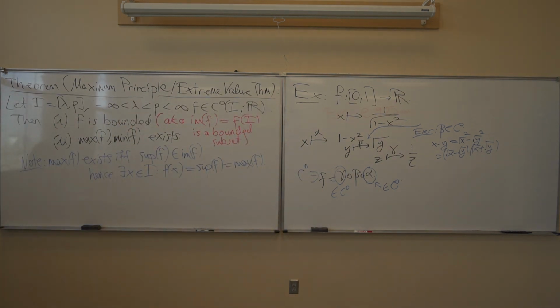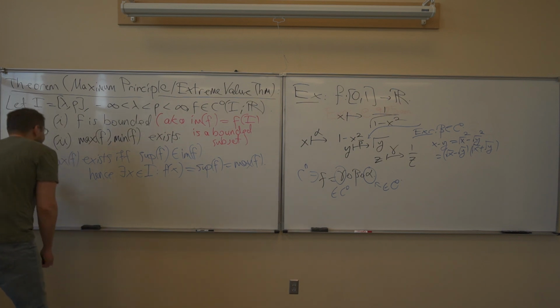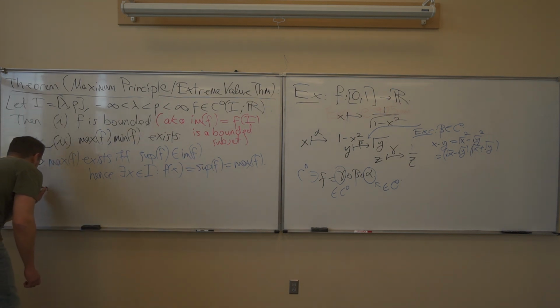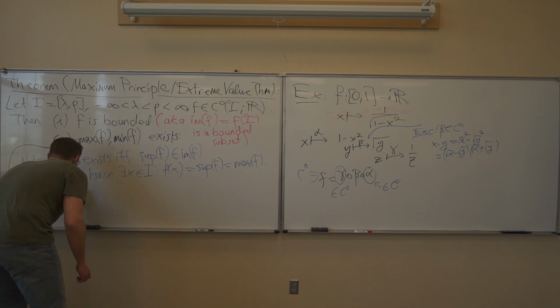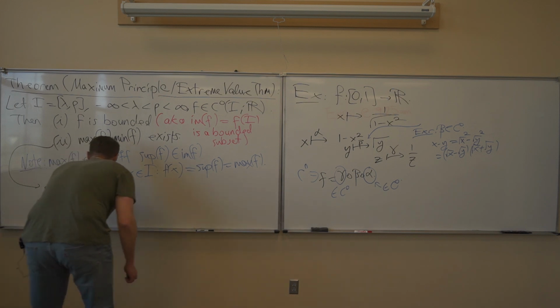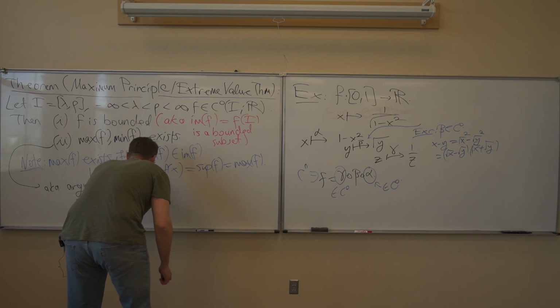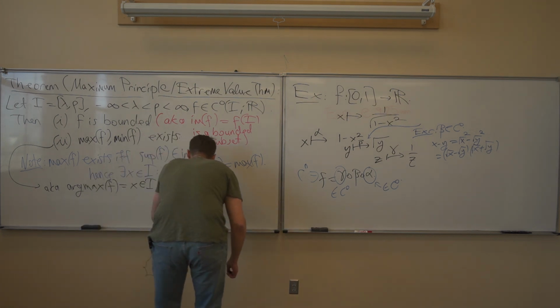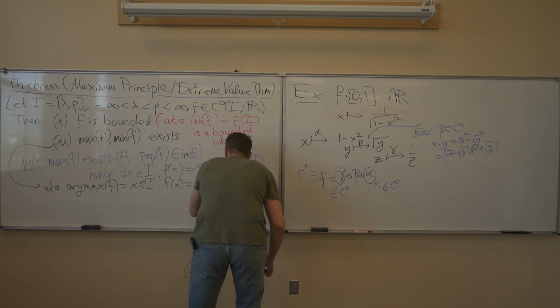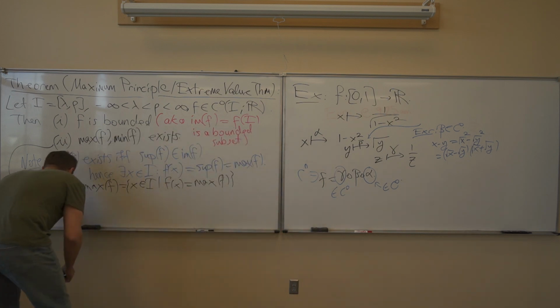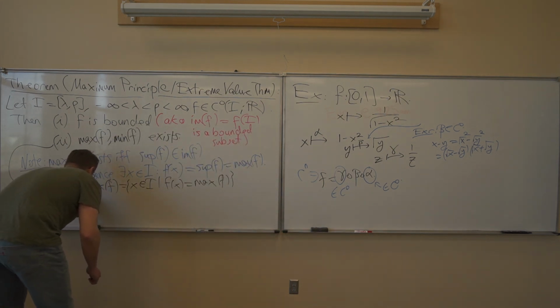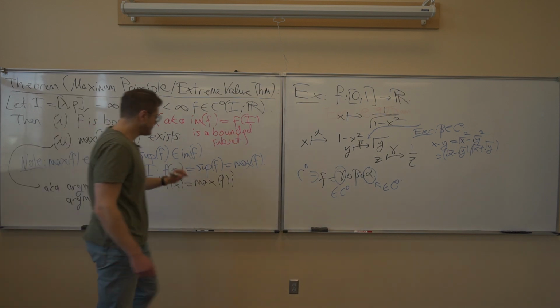In different contexts, you could also see that the set argmin or argmax of f is nonempty. So let me write that down as well, because that is also very common. Argmax of f is the set of all those x's in I such that f of x is the max. And argmin is defined similarly using the min.